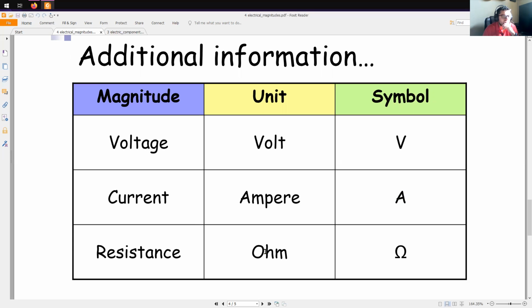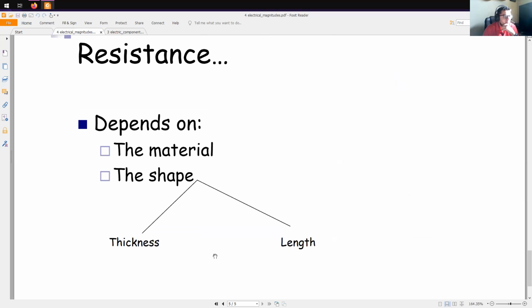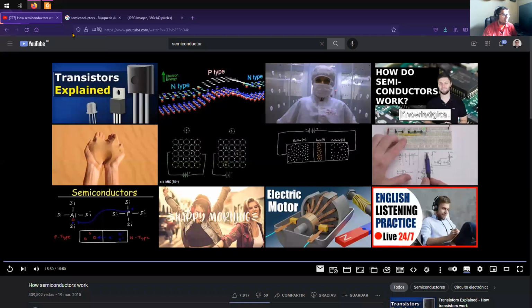Resistance, and we have this symbol, a Greek symbol, un símbolo griego, ¿verdad? The resistance depends on the material, the shape, the thickness, and the length. So how do resistors work? Vamos a ver un pequeño video de cómo funcionan los resistores.